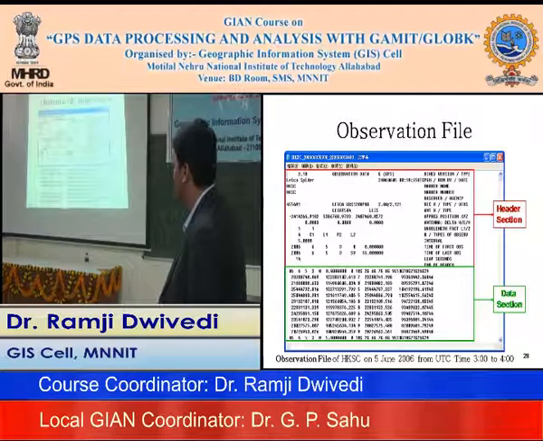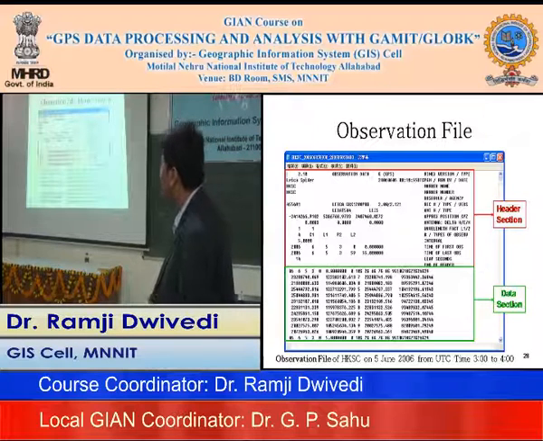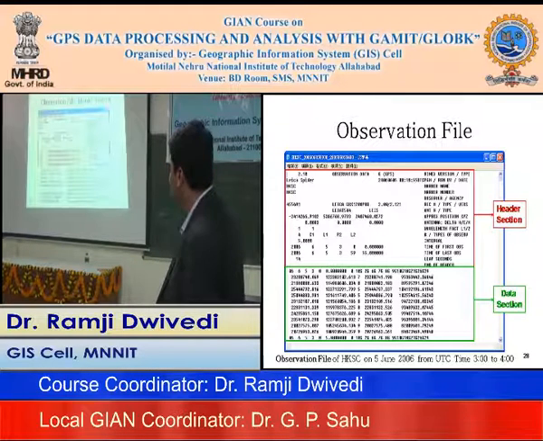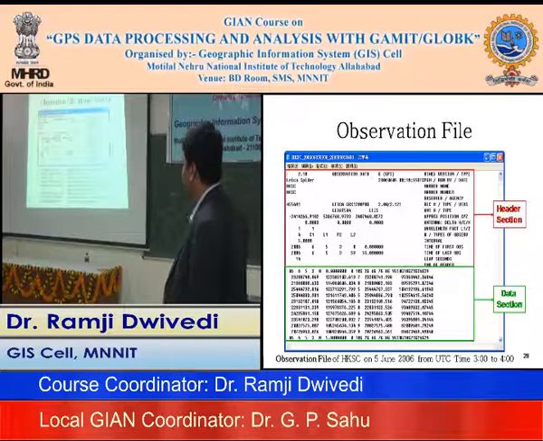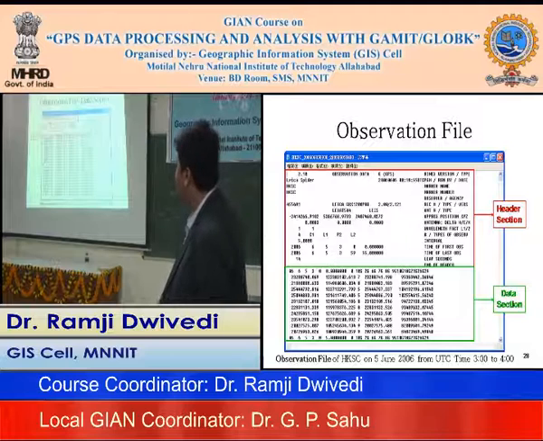It also gives you the time of first observation, the number of observation times, etc. As I said, C1 is pseudo ranging using the CA code on L1, L1 is the phase measurement on L1, P2 is pseudo ranging using the P code on L2, and L2 is the phase measurement on L2. This is the observation file.